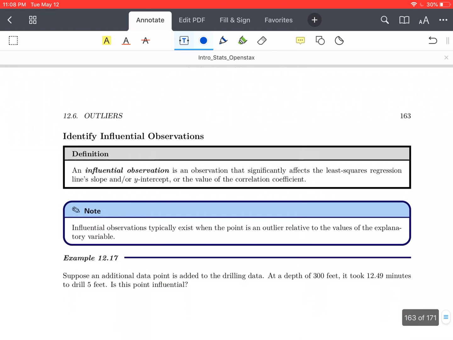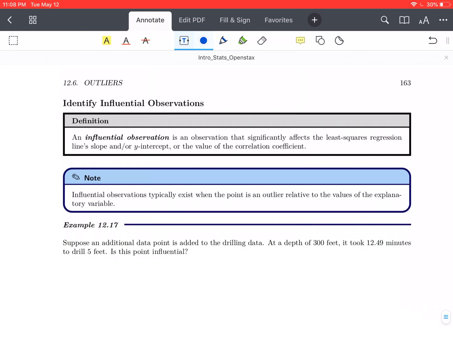And then we have identifying influential observations. So an influential observation is an observation that significantly affects the least squares regression line slope and/or y-intercept, or the value of the correlation coefficient. So influential observations typically exist when the point is an outlier relative to the values of the explanatory variable, right?